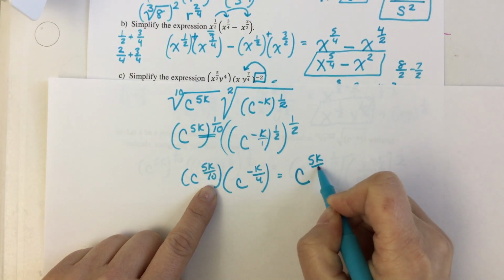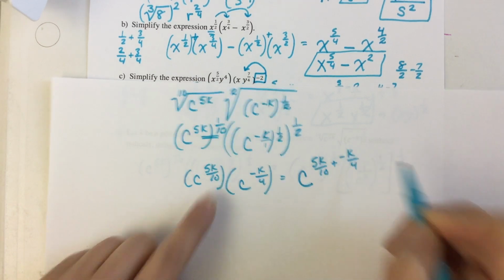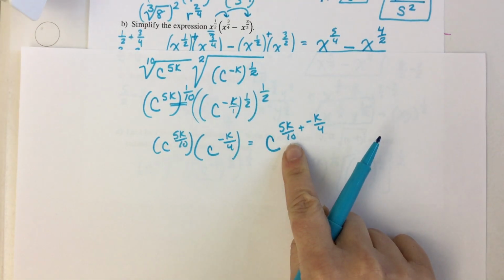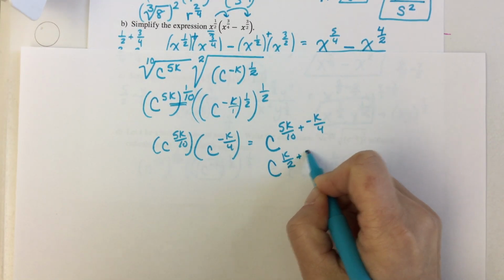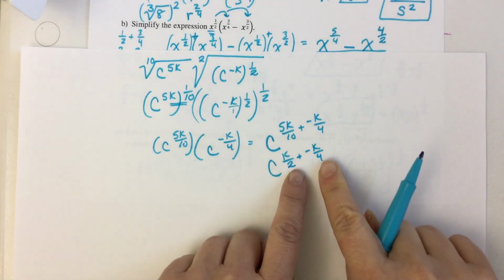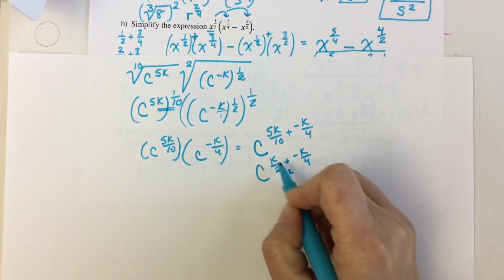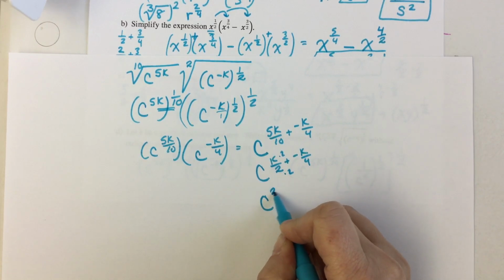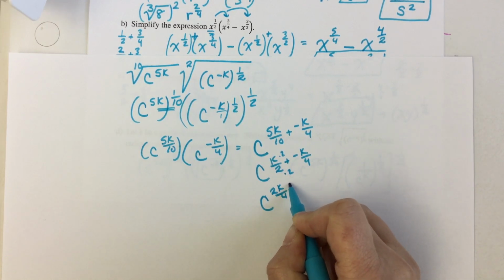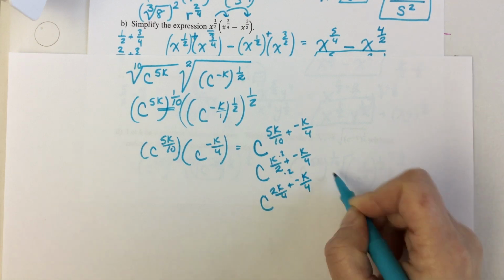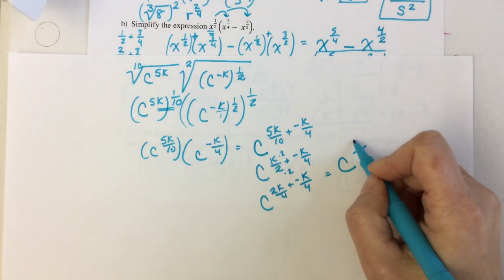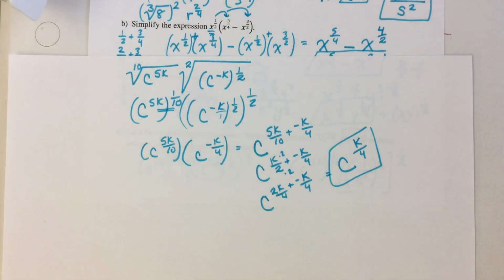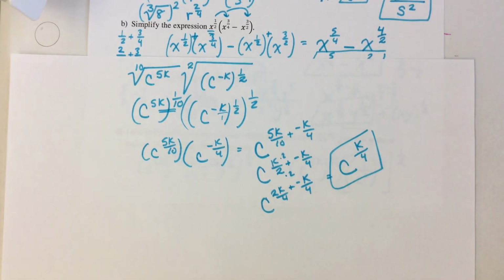Well, if I have 5k/10 plus negative k/4, well, hold up. First thing I notice is I can reduce this. 5/10 is 1/2. So this is k/2 plus a negative k/4. Well, if I'm adding fractions, I need a common denominator. So I got to multiply top and bottom by 2. So it's 2k/4 plus a negative 1k/4. So we'd have c, our denominator is a 4, 2k minus 1k is just a k. And I don't have to worry about the whole negative exponent thing because we ended with a positive exponent.